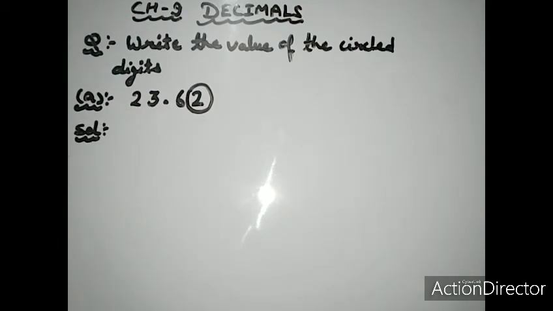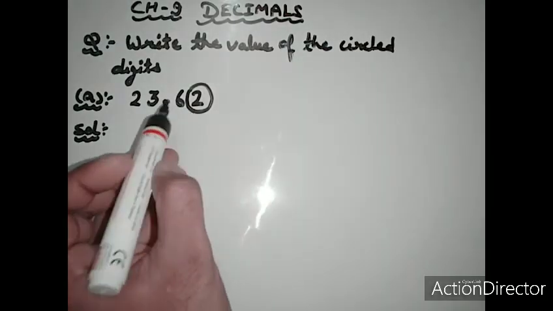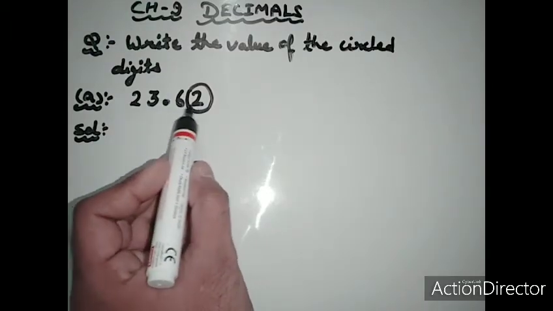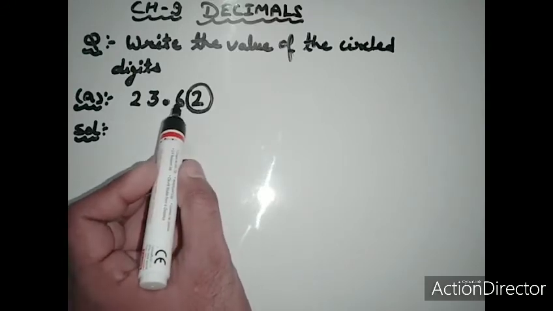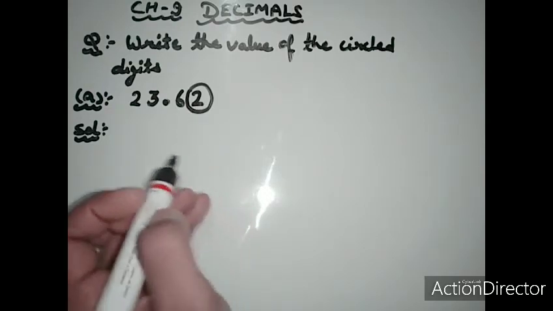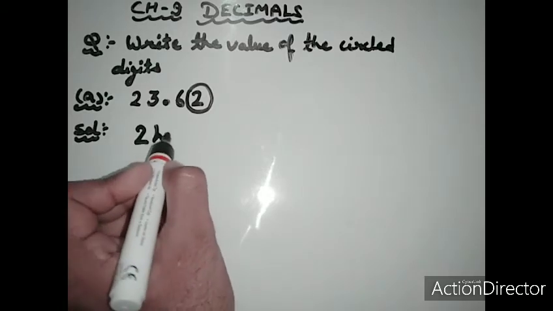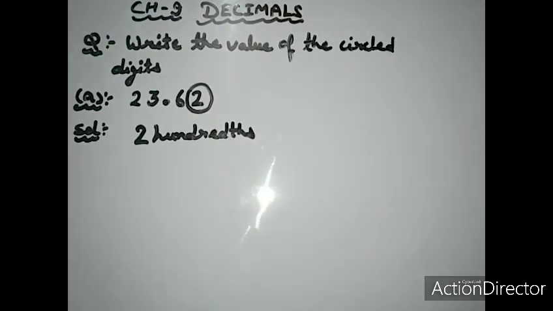Okay, so what is the value of this circled digit here? After this decimal point, we read the decimal part as 0.62, and the 6 is in the tenths place and 2 is in the hundredths place. So here we write 2 hundredths.